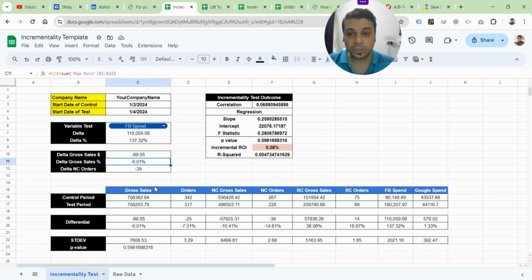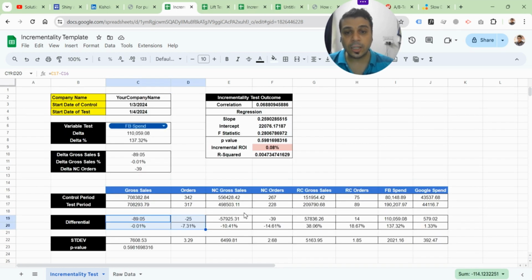Okay, so that's what we already saw before, and we have negative for orders and gross sales and new customer gross sales, new customer orders. It's only the returning customer orders and gross sales that have actually given some positive returns. Okay, but honestly, this is what you should be looking at: the new customer and obviously the gross sales, gross numbers as well. So clearly, this wasn't a good idea.